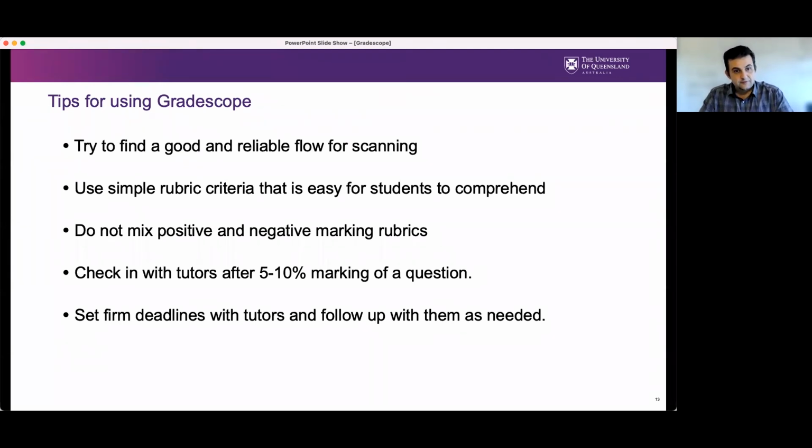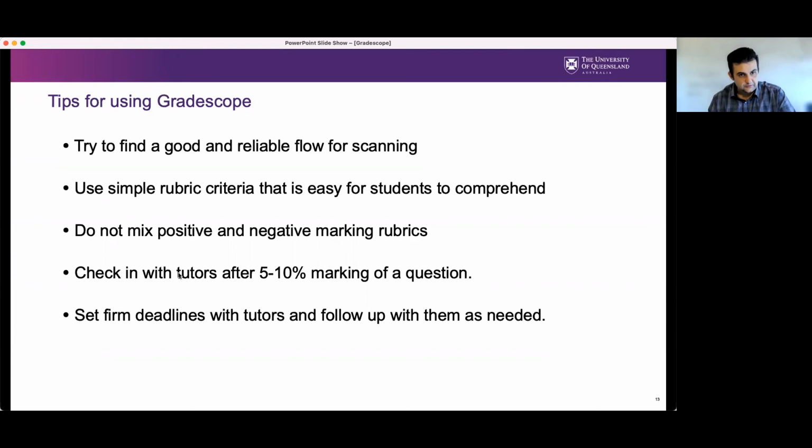Now, from the platform perspective, it's possible to mix positive and negative marking rubrics. For example, for question 1, you can use positive marking, and for question 2, you can use negative marking. However, I would suggest not to do that because students will find that quite confusing when they get their feedback.